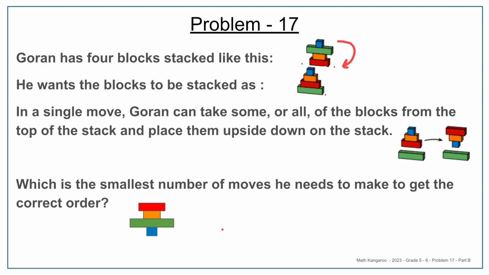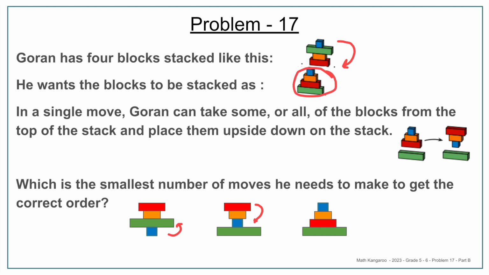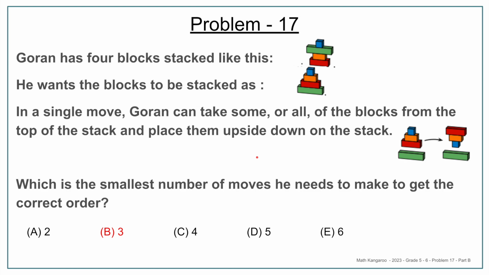Second move, what he will do is he will reverse this set, green and blue. So it will look like this. Now the third move, he will reverse this set and it will look like this. And this is what we are looking for. So our answer is 3 moves, which is option B.